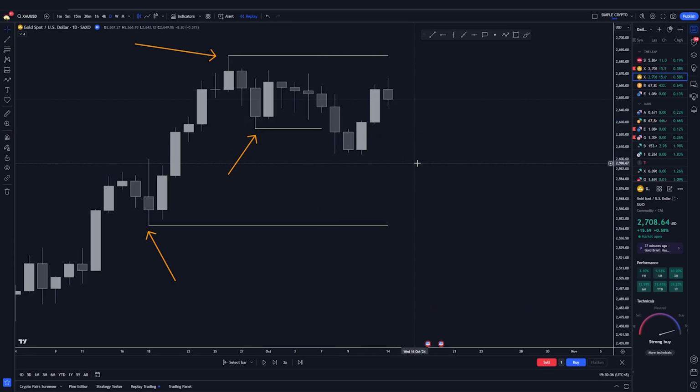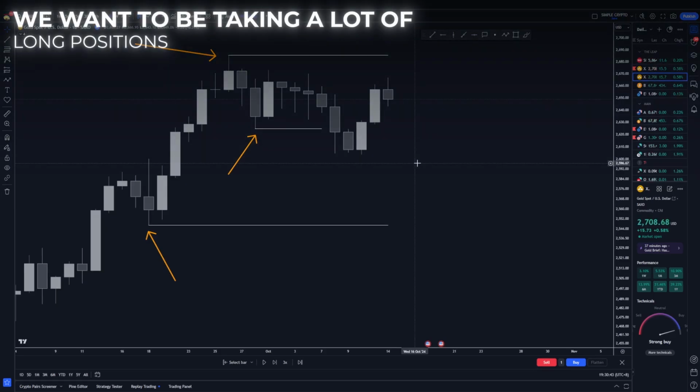So for me, in the back of my mind, I already knew that overall our direction or our bias is long, so we want to be taking a lot of long positions.